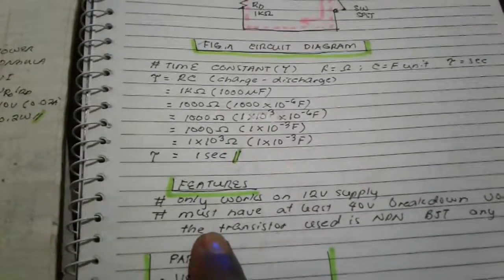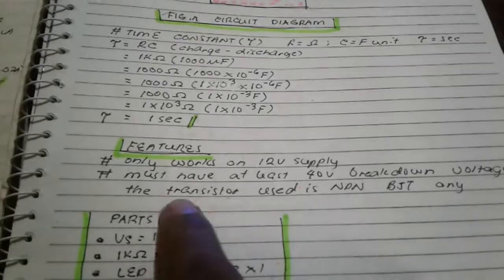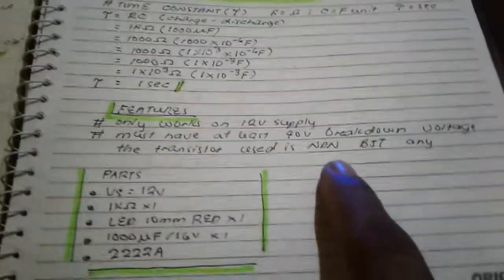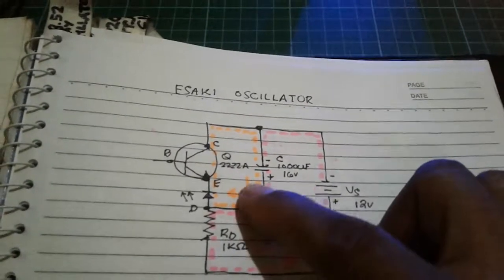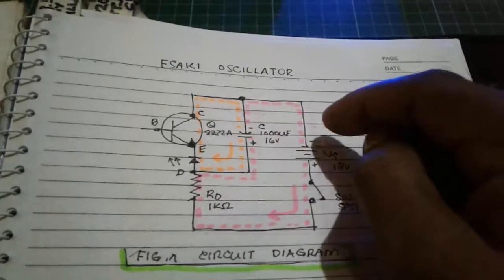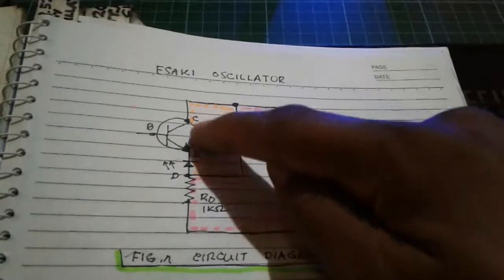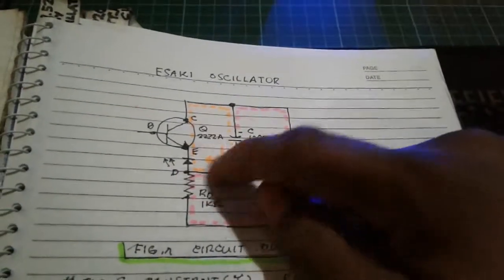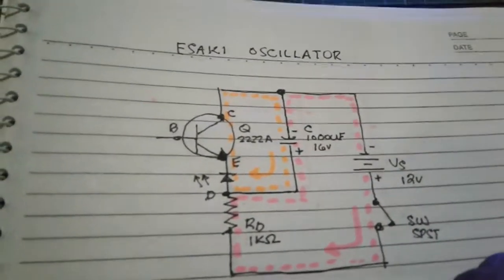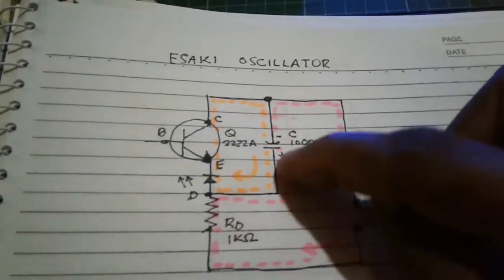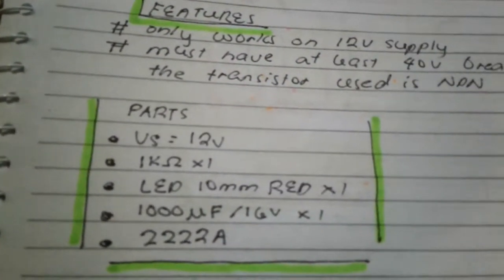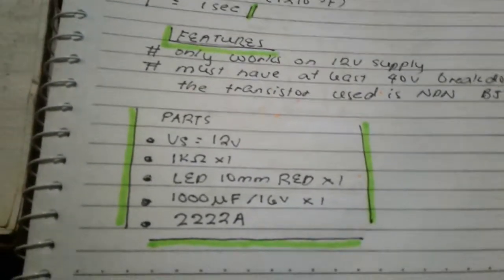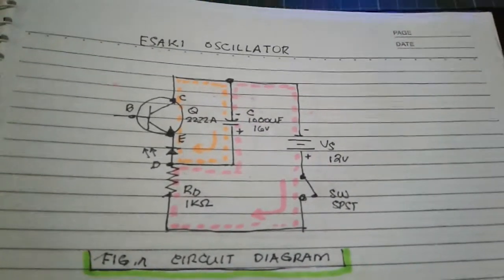And the transistor used must have at least 40 volts breakdown voltage, NPN BJT only. So the transistor I use here is 2222A and it has 40 volts breakdown voltage. So that is the effect of the breakdown voltage, a negative resistance here, and now an oscillating frequency is happening here because of this negative resistance phenomenon of the circuit. Charging here, discharging, charging again, discharging, charging, discharging, on off, just like that. And we have parts here, voltage supply, resistor, LED, transistor. So this is a famous Esaki oscillator.